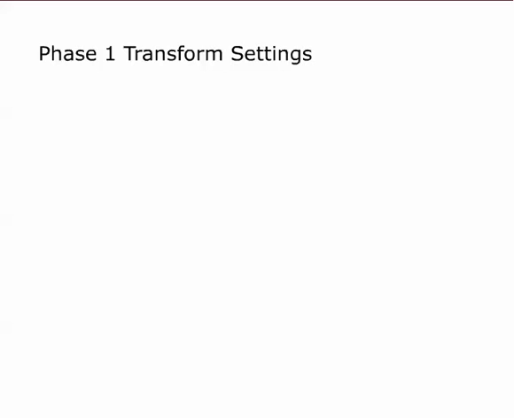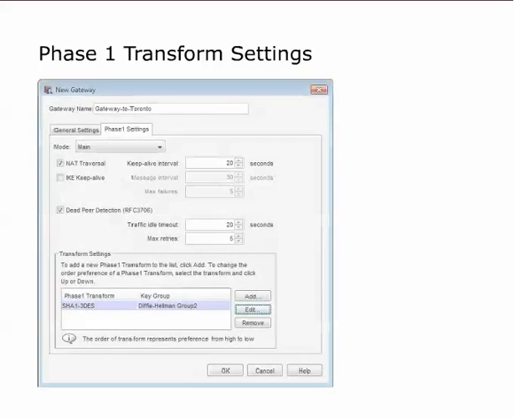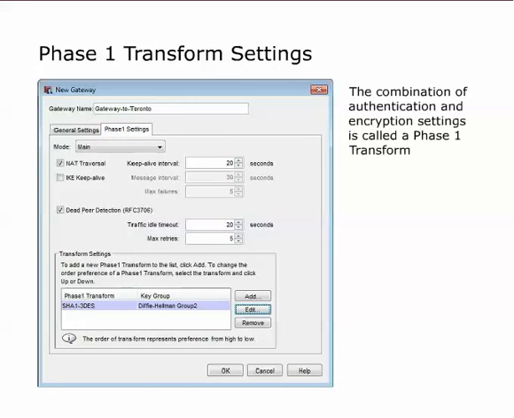Next, we define the authentication and encryption method to use for Phase 1 negotiations. To do this, we click the Phase 1 Settings tab. The combination of authentication and encryption settings is called a Phase 1 transform. We want to use SHA-1 for authentication and triple-DES for encryption.